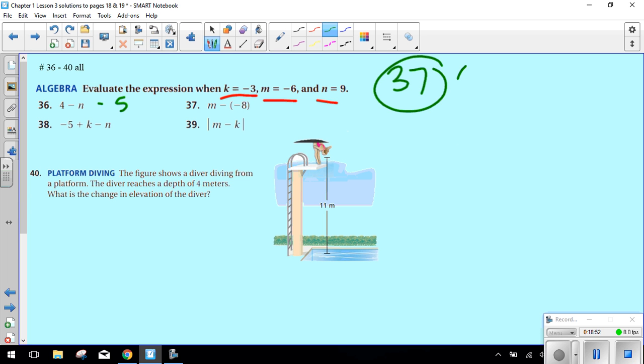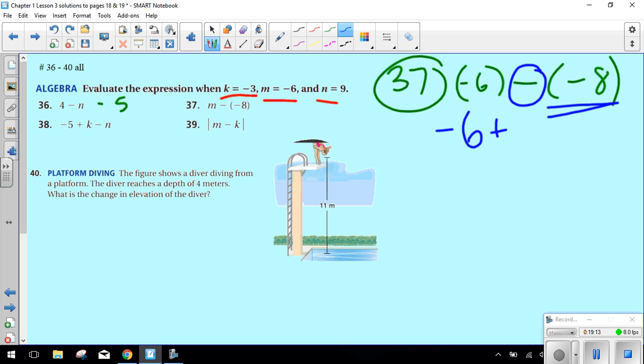-37. We have m. Okay, and we're going to subtract -8. So we're going to put the value for m in here, which would be -6. And now we're going to rewrite -6. I see minus, that becomes plus. And we take this number and take the opposite.